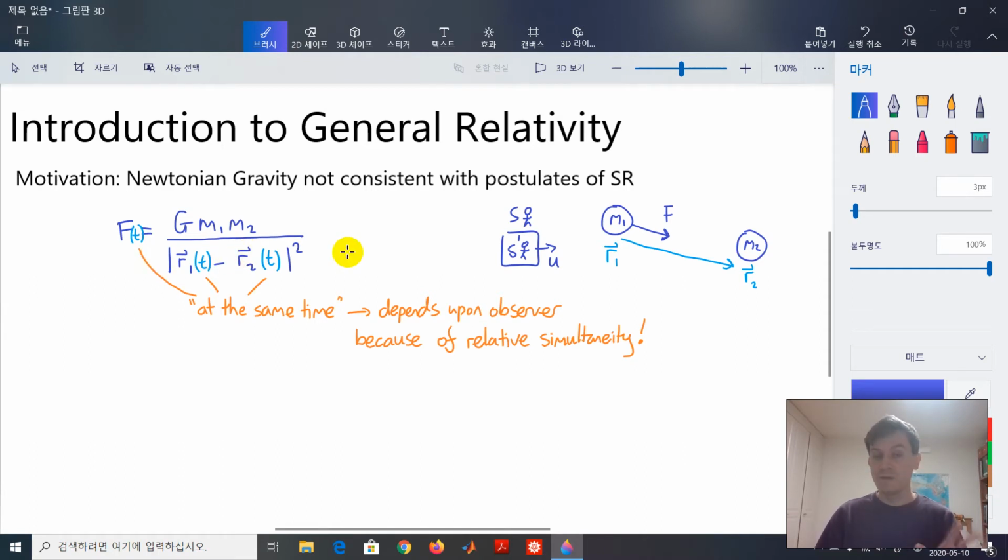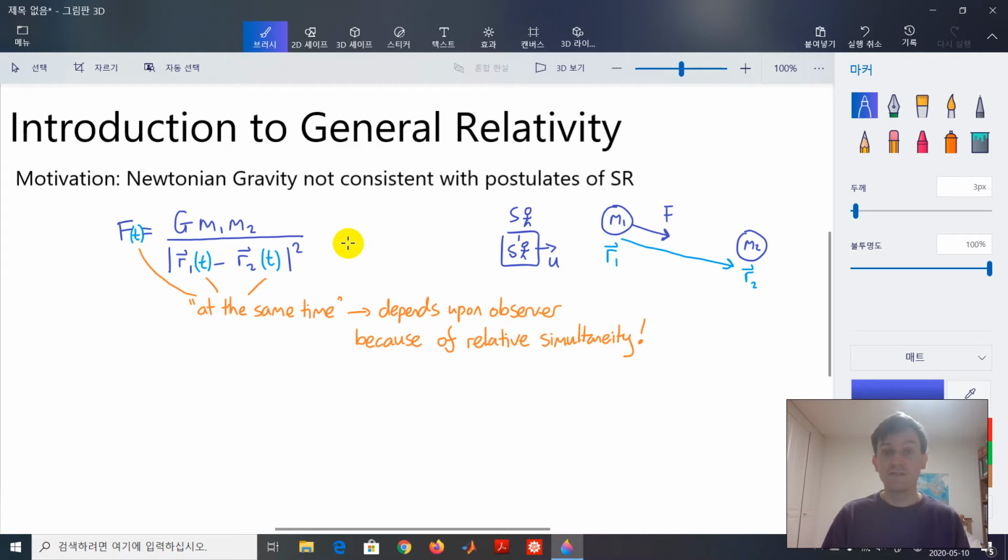So the problem is exactly the same as we saw with conservation of momentum. Newtonian momentum. If one observer thinks Newtonian momentum is conserved, then a different observer will say it's not conserved. Okay, and Newton's law of gravitation has exactly the same problem. If one observer says it's true, then another observer can say it's false. Okay, so that means it's not a good law in special relativity.